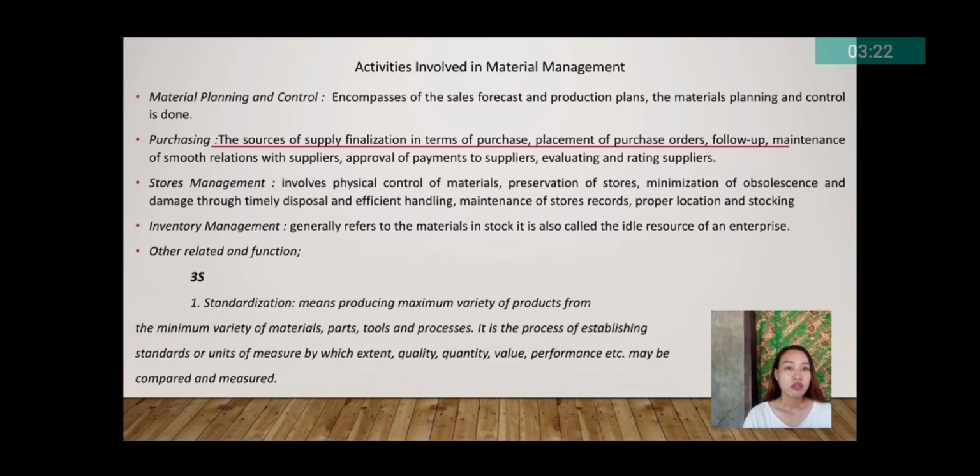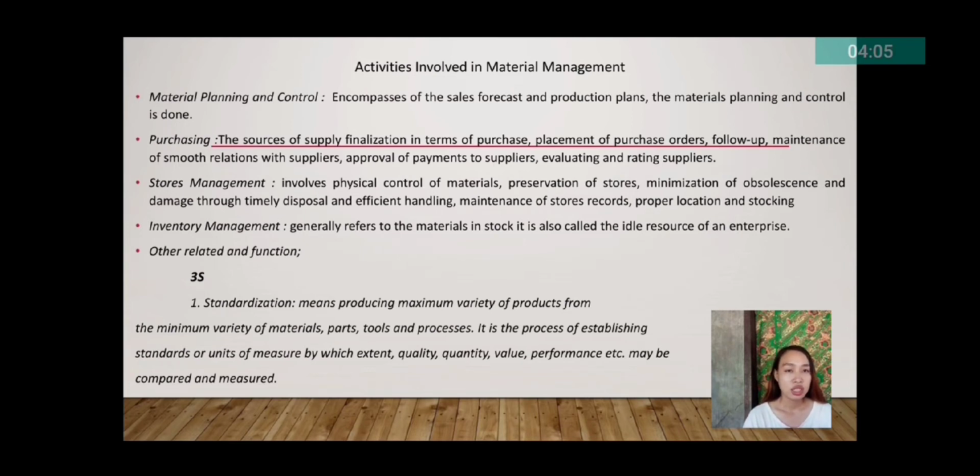Stores management involves physical control of materials. Of course, they need to control all the materials that we have. Preservation of stores. Basically, we need to preserve the store and sanitize everything so that it will not be hazardous. Minimization of obsolescence and damage, untimely disposal, efficient handling. Maintenance of store records, proper location, and stocking. So, we can avoid damages to the product and maintain the store records so that we can manage them well.